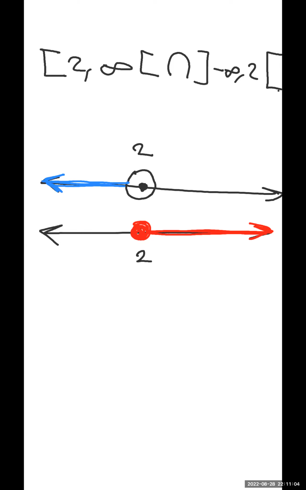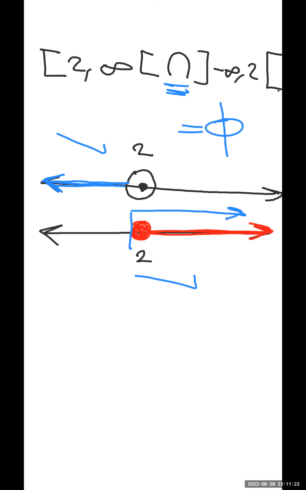Now the question, what will be the intersection? Do we have common elements here and here? No. So the intersection is empty, because there is no intersection. This one starts from 2 and goes in this direction. This one starts after 2 and goes in this direction, right? So no intersection at all, correct? Correct. Okay, great.